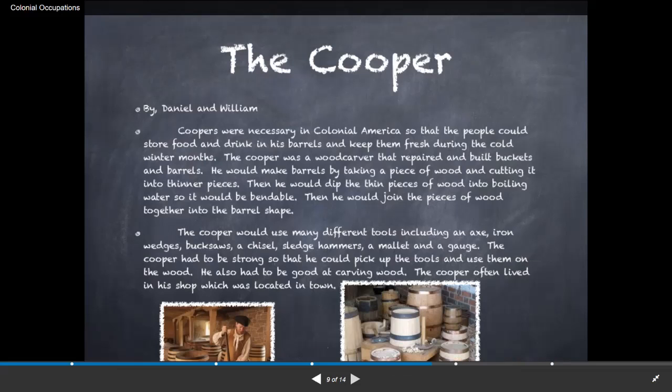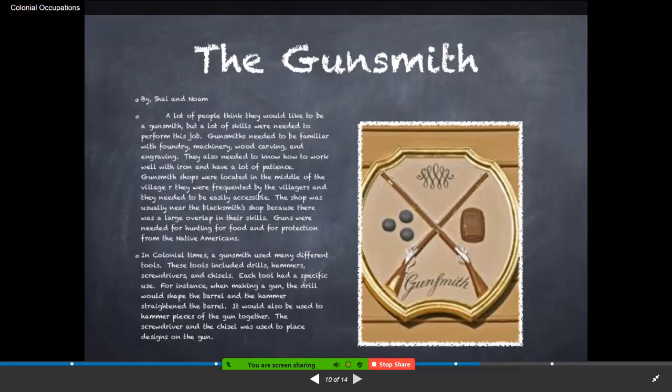The cooper, they're the ones who make the barrels. You need to be able to carry things as mentioned in the text and store things, and that's what the job of the cooper was. The gunsmith is someone who would produce and fix guns. In this era, we're talking more of the musket style, which are frequently in need of repair.